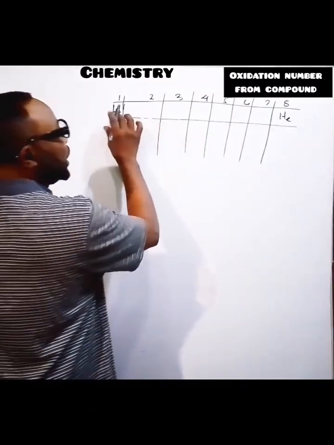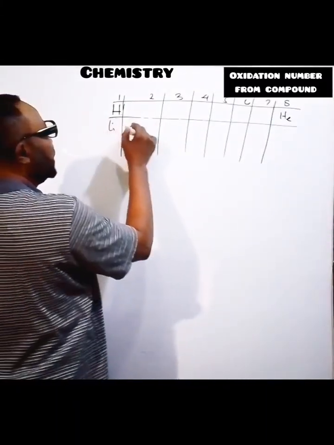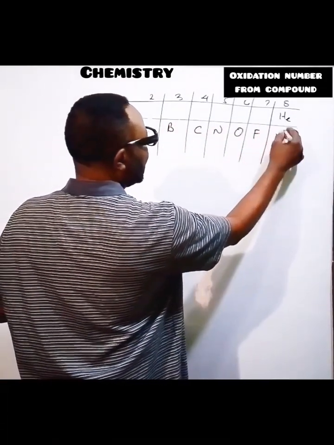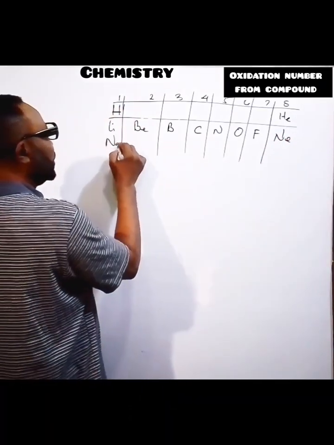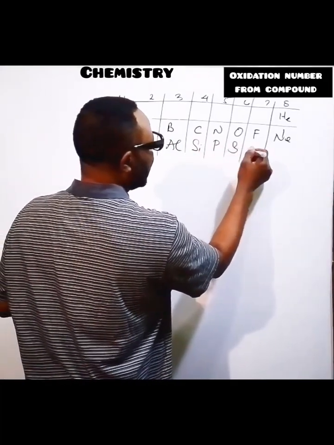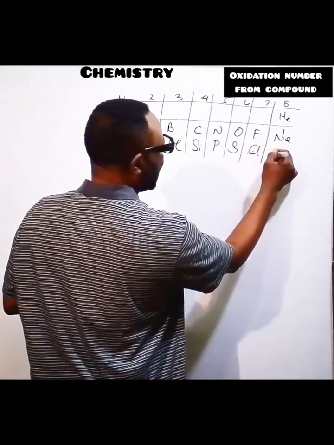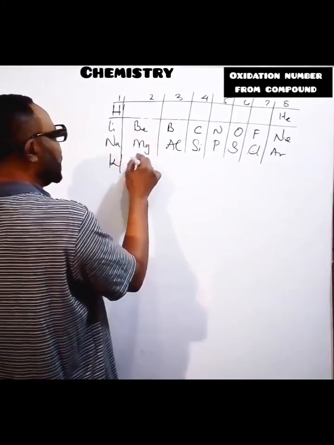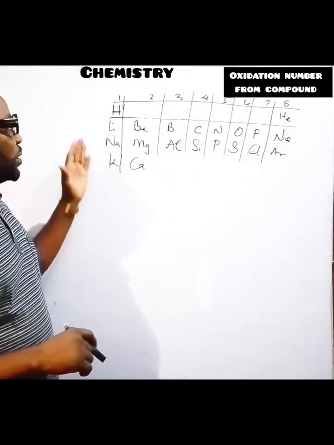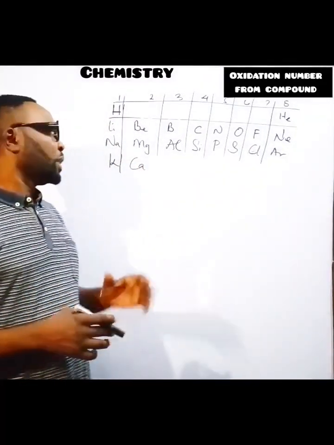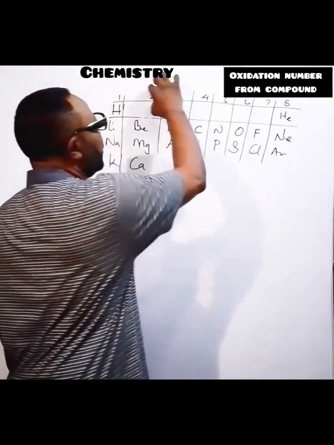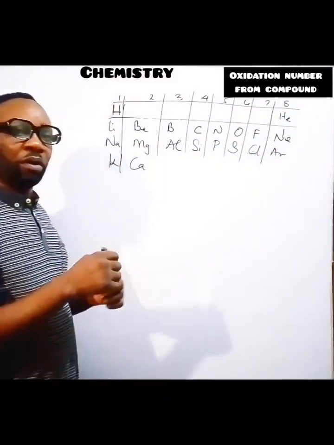Now, this is hydrogen, this is helium here, followed by lithium, beryllium, boron, carbon, nitrogen, oxygen, fluorine, neon, sodium, magnesium, aluminium, silicon, phosphorus, sulfur, chlorine, argon, potassium, calcium. These are the symbols of all this set of elements I've mentioned right now. Now, this is group 1. The groups are the 1 to 8 information I put on the top here.